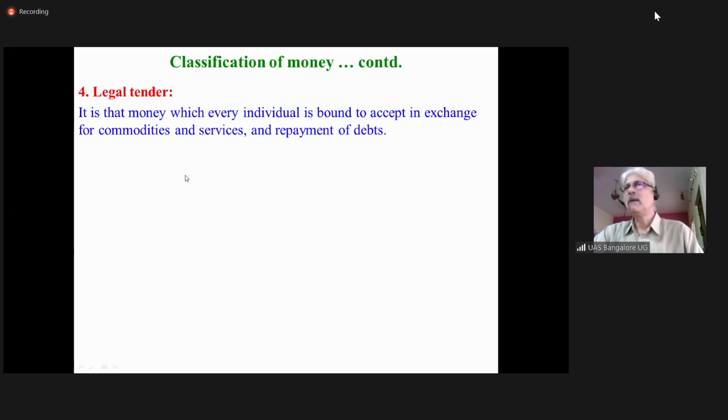So it is that money which every individual is bound to accept. If somebody gives you that money, you have to accept it. Every individual is bound to accept in exchange for commodities and services and repayment of debts. So whether it is for purchasing goods, purchasing services, or repaying the loans, that money has to be accepted. That is, which is backed up by the government. Okay, so that is the legal tender.